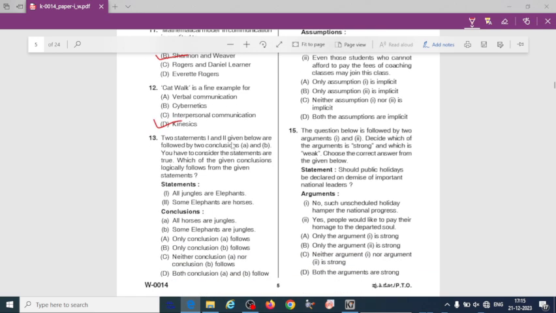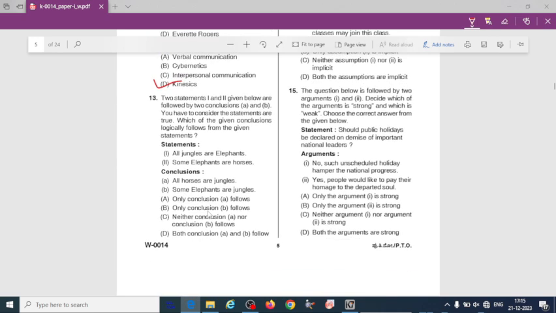Two statements 1 and 2 are given below. You have to consider which statements are true. All jungles are elephants, some elephants are horses. Conclusions: all horses are jungles, some elephants are jungles. Only conclusion A follows, B follows, neither, both. Question 13 is going to be B, only conclusion B follows. Some elephants are jungles.